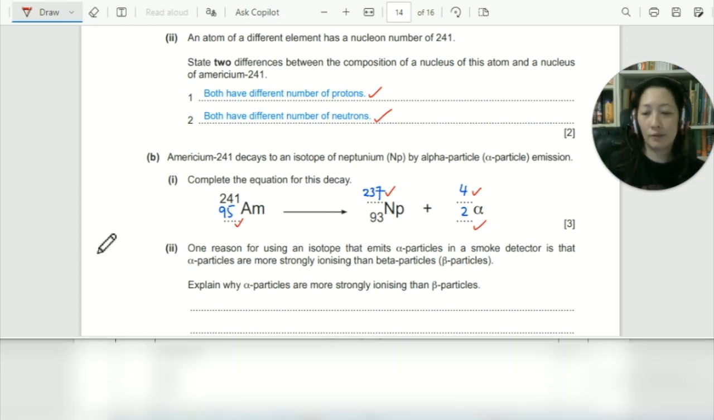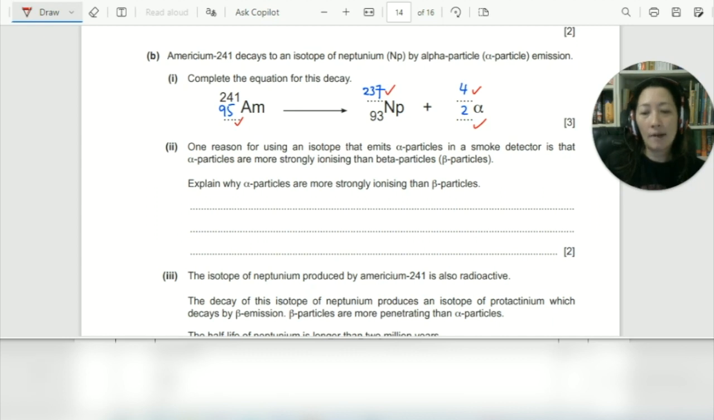Let's move on to number 2. One reason for using an isotope that emits alpha particles in a smoke detector is that alpha particles are more strongly ionizing than beta particles. So explain why alpha particles are more strongly ionizing than beta particles.